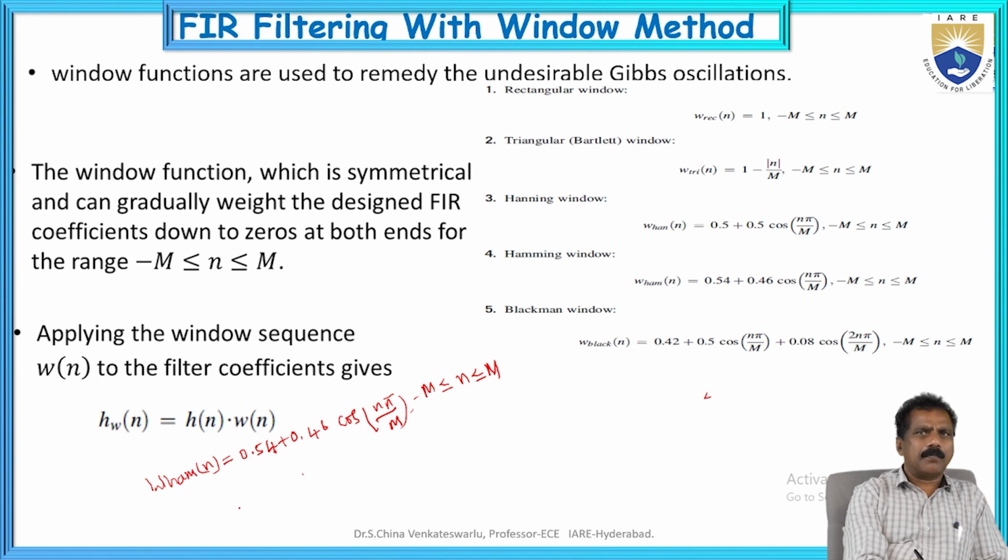Similarly, the Blackman window, w_black of n, is equal to 0.42 plus 0.5 cos of n pi by capital M plus 0.08 cos of 2 n pi by capital M, with minus M less than or equal to n less than or equal to capital M.